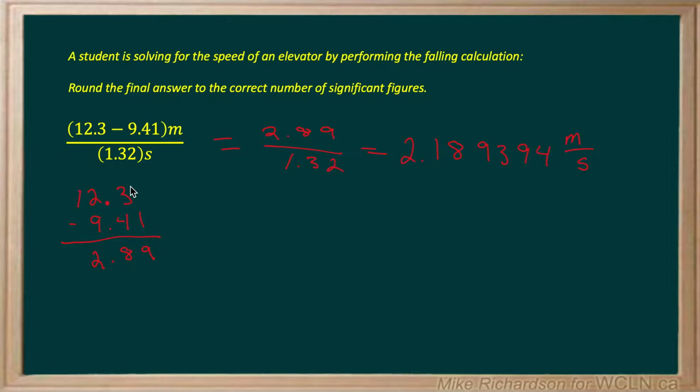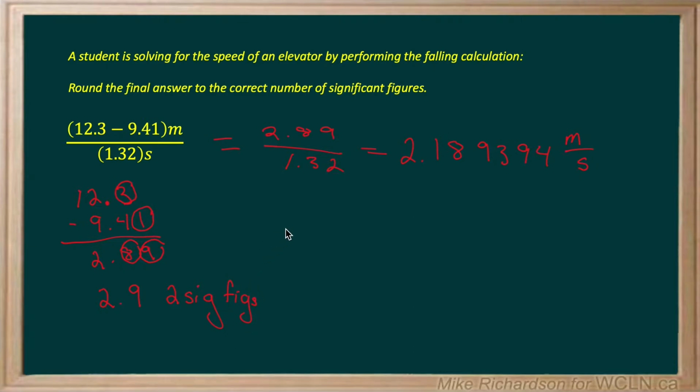Well, the 12.3 has three significant figures, but this is our dodgy number. This is our estimate. So that means anything below it is going to be an estimate as well. The 9.41 is accurate up to the 1/100th spot, which means anything below it is going to lose its accuracy. We round off to our least accurate column, which is the 1/10th spot. So this becomes 2.9. The point is the top has two sig figs.